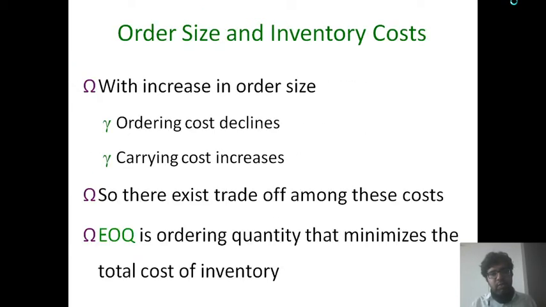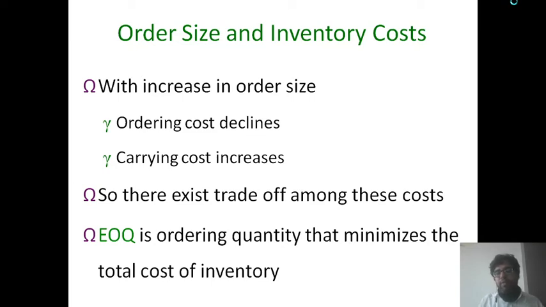Now this is the most important topic for the day: order size and inventory. These have an inverse relationship. First, with an increase in order size, like when we place an order in bulk, the ordering cost would be reduced, but the carrying cost, the holding cost, would be more. In a different scenario, if we place smaller orders, then the ordering cost would increase and the carrying cost would be reduced. So there is a trade-off.